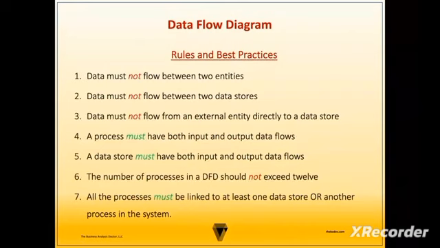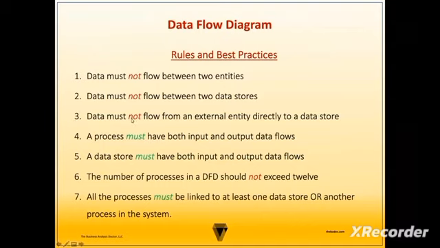Now let's look at some data flow diagram rules and best practices. First, data must not flow between two entities. Data flow must be from an entity to a process or a process to an entity. There can also be multiple data flows between one entity and a process. Next, data must not flow between two data stores. Data flow must be from a data store to a process or a process to a data store. Data flow can occur from one data store to several processes.